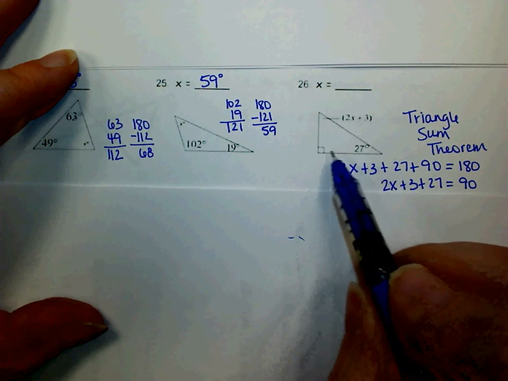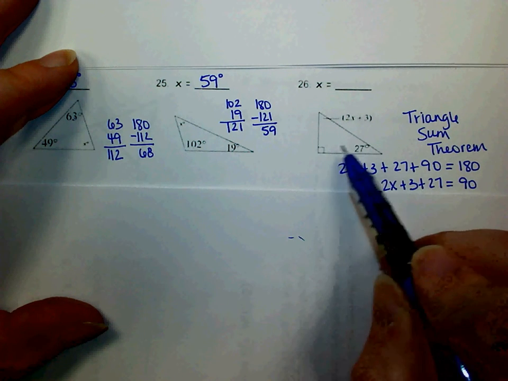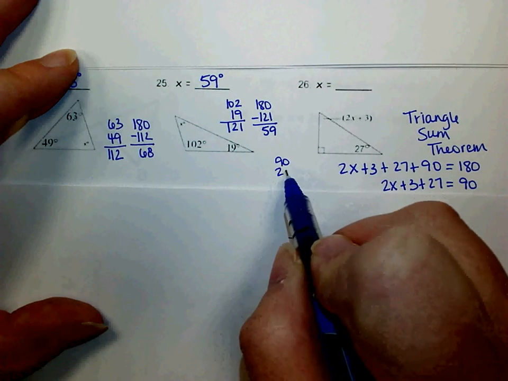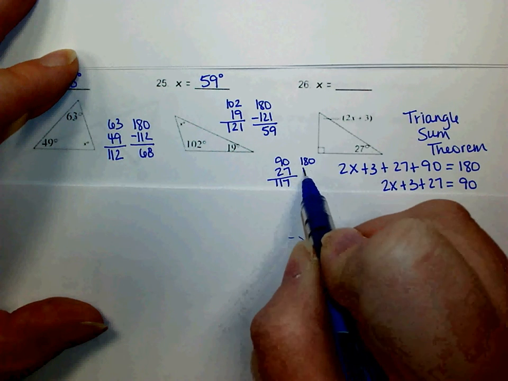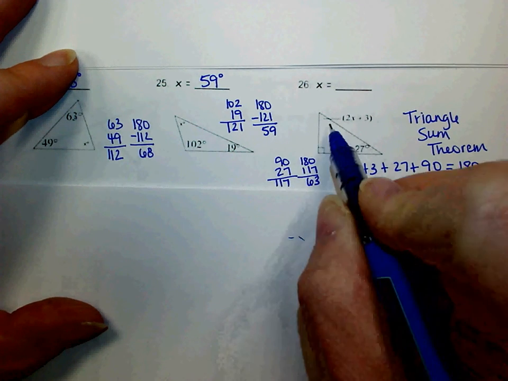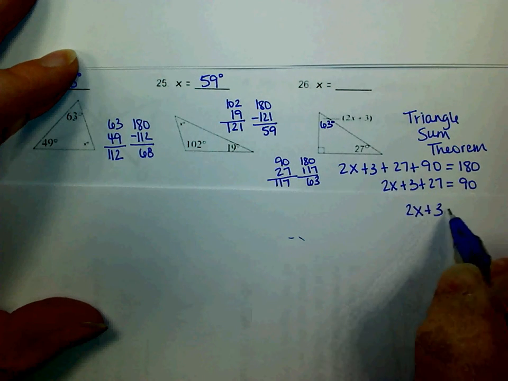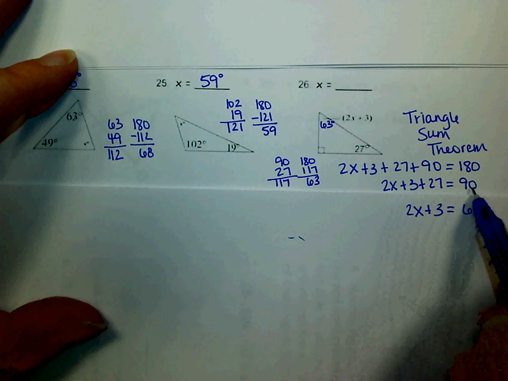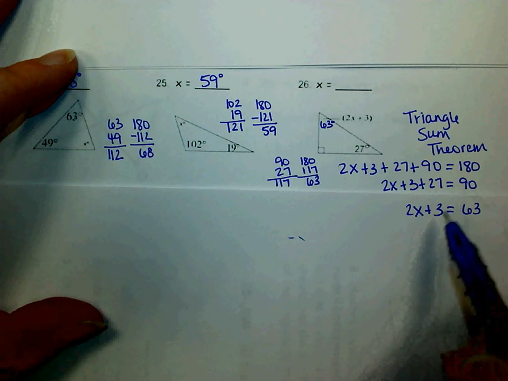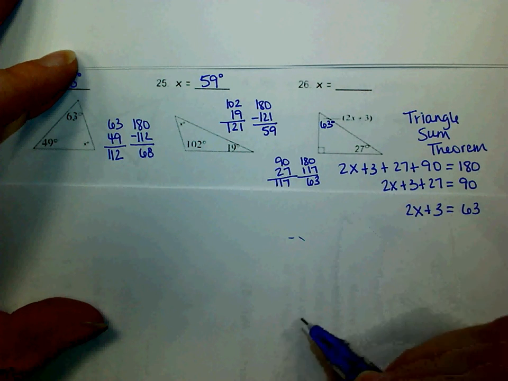You could also figure out what this angle measure has to be using the triangle sum theorem. Adding the 90 and the 27 together, I get 117. Subtracting that from 180 gives me 63 degrees for this angle here, which means the 2x plus 3 has to equal 63. So that's another option for your equation, which again is equivalent to this. If we subtract 27 from both sides, we get 2x plus 3 equals 63. So any of these three equations would work.